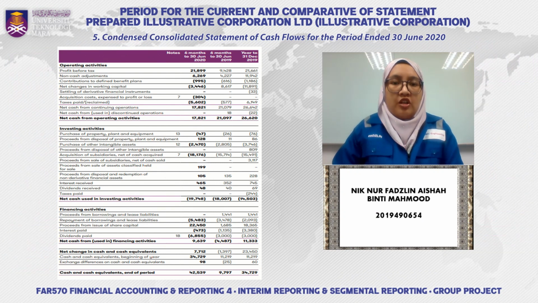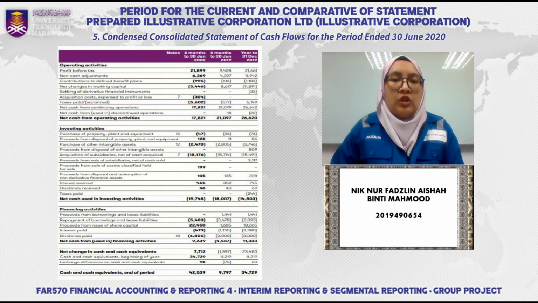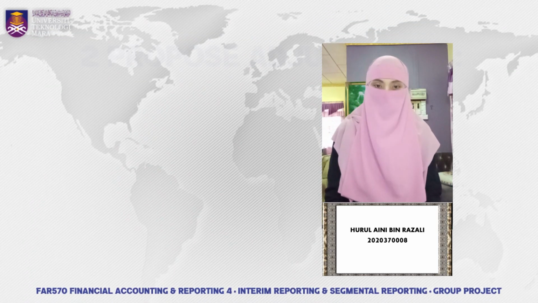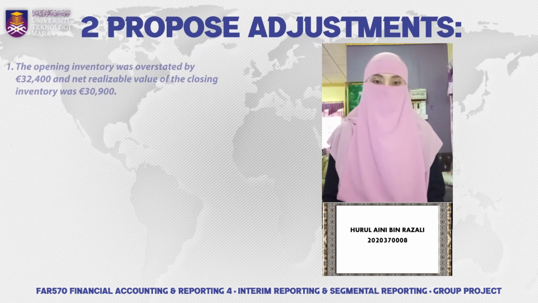For the statement of cash flow, the current period is 1st January 2020 to 30 June 2020, and the comparative period is 1st January 2019 to 30 June 2019. Okay, let's continue to the adjustments.